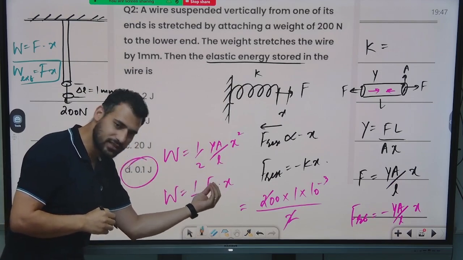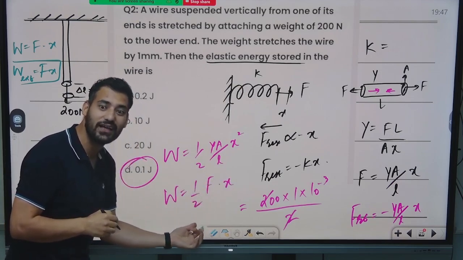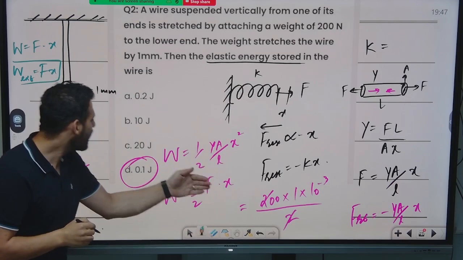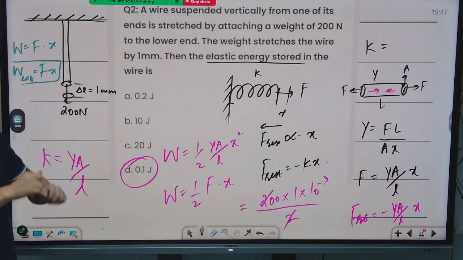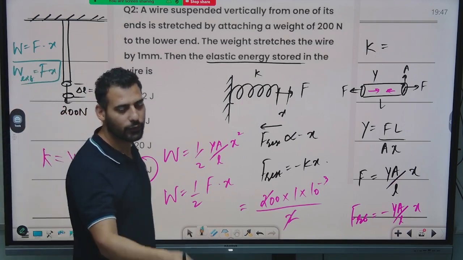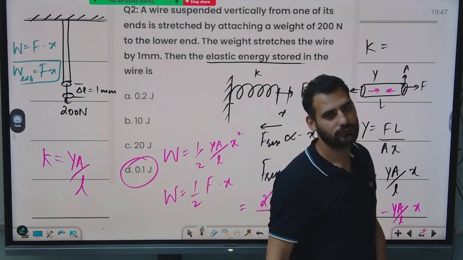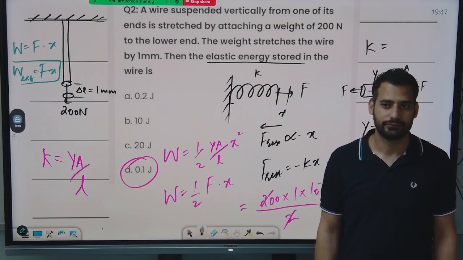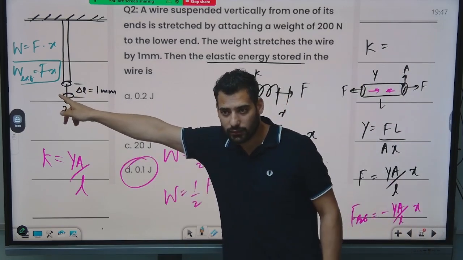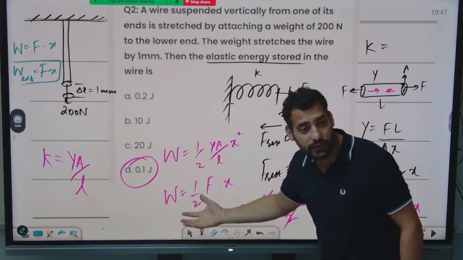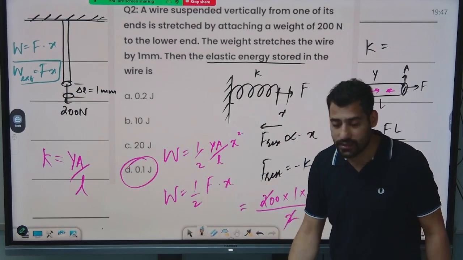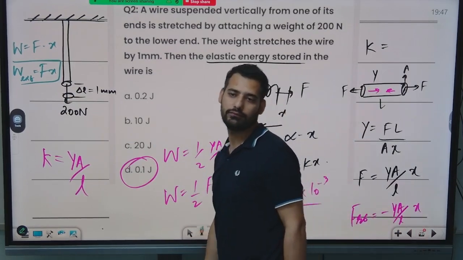You are doing force times displacement, but then you're dividing it by 2. So isn't it the half of what you did? Is it or is it not? My question is, where did this half go? This is the external work. This is the energy stored within the wire. My question is, where did this half go? Changing the shape.